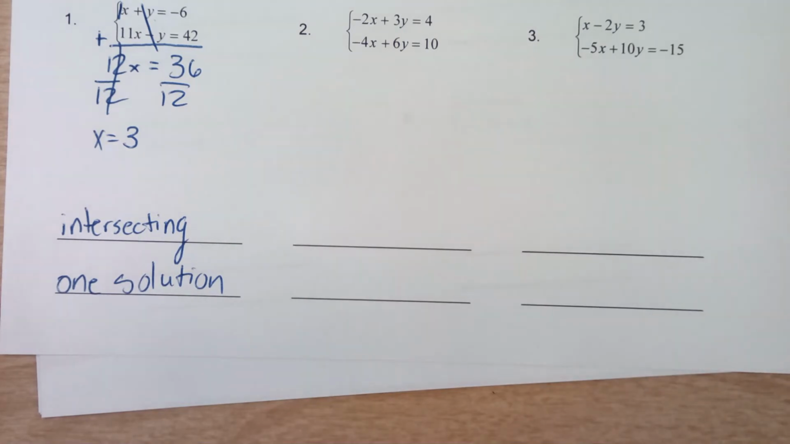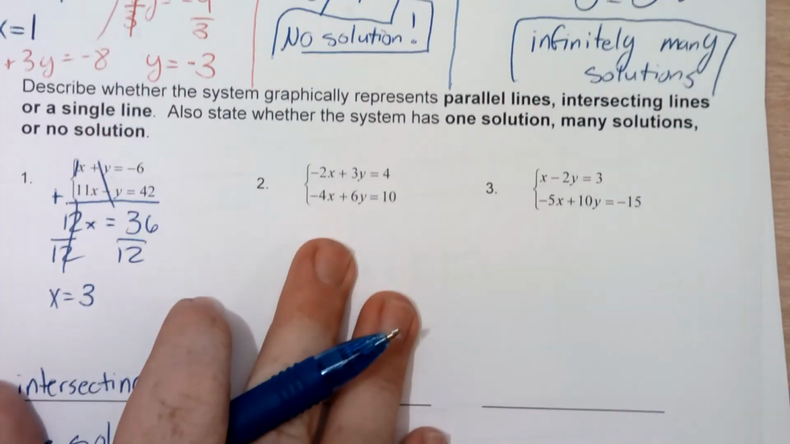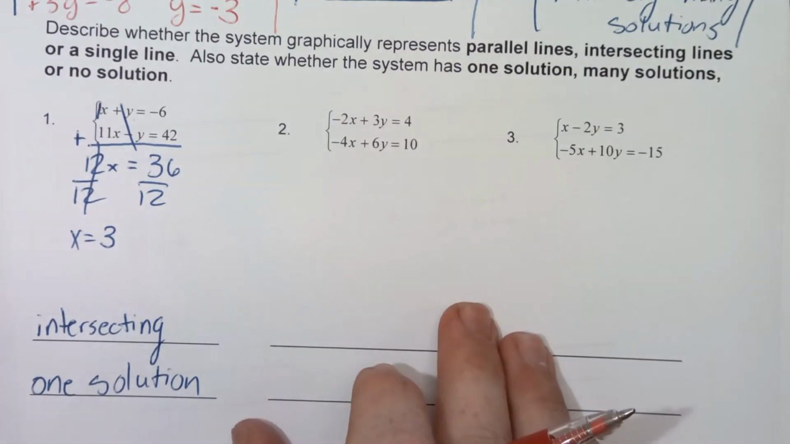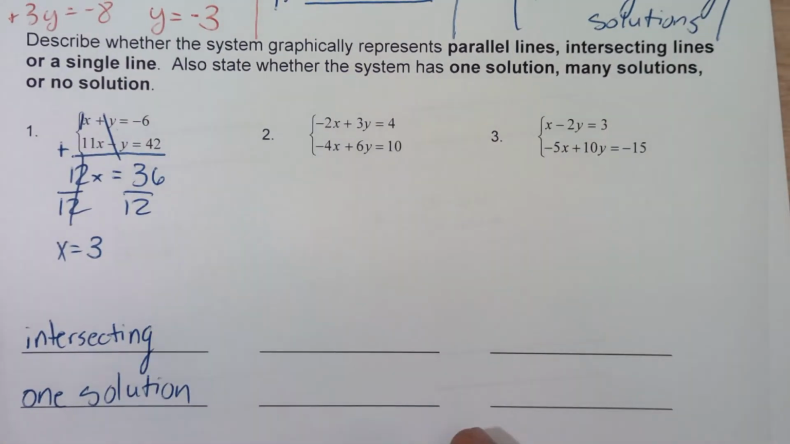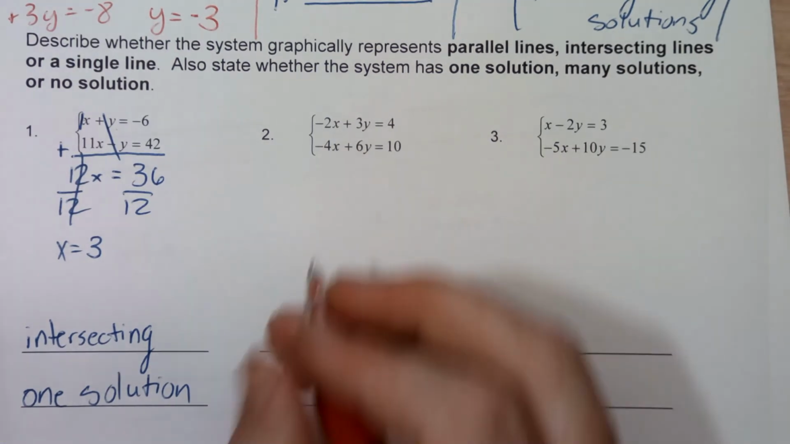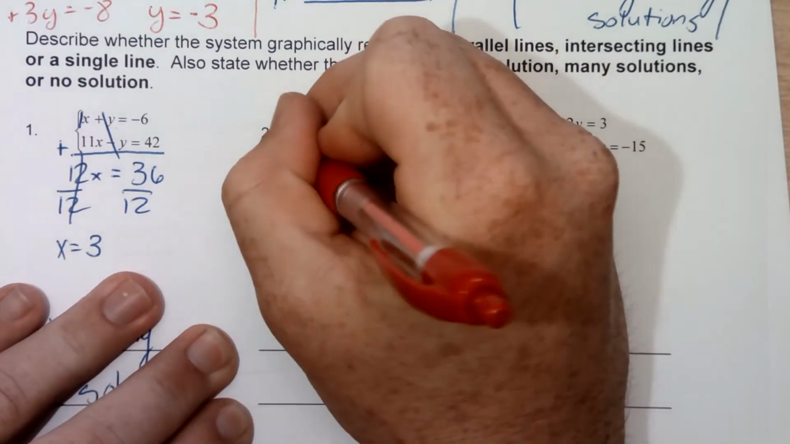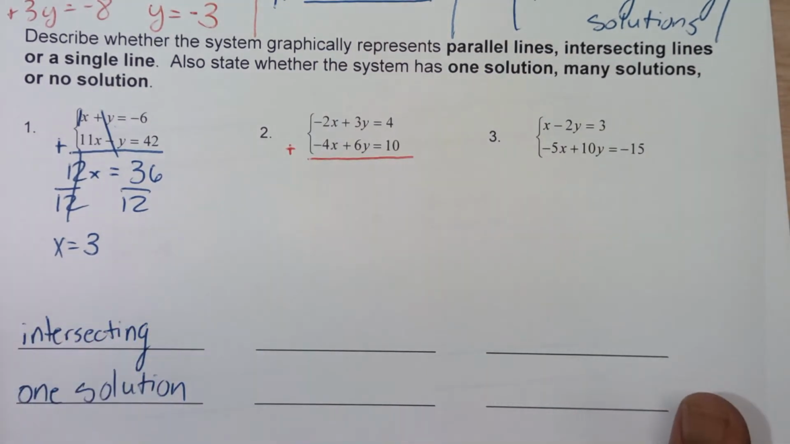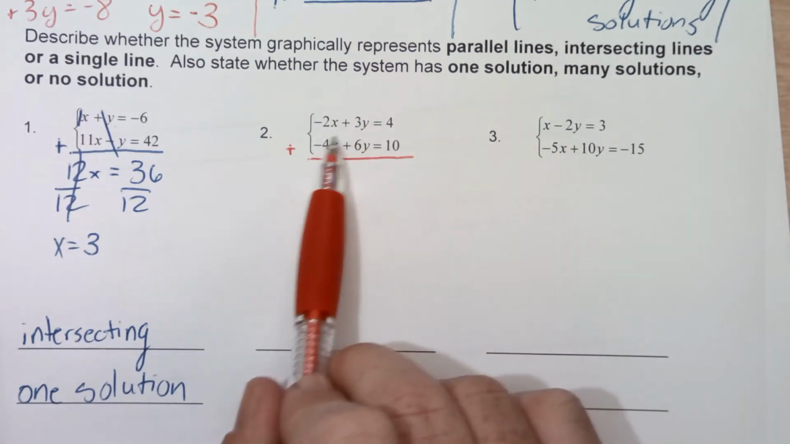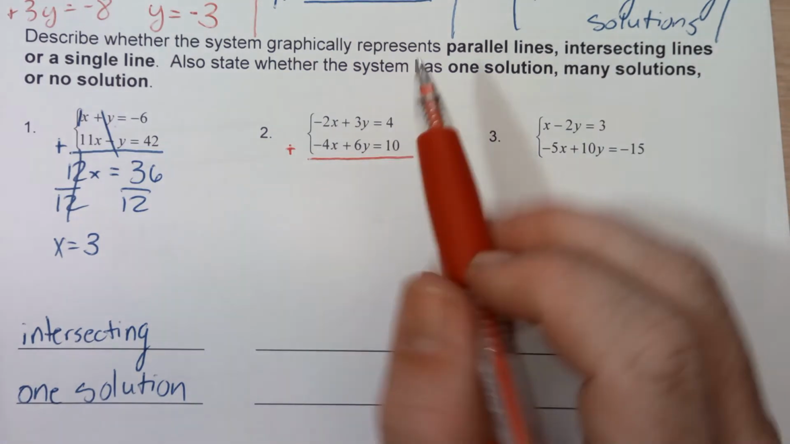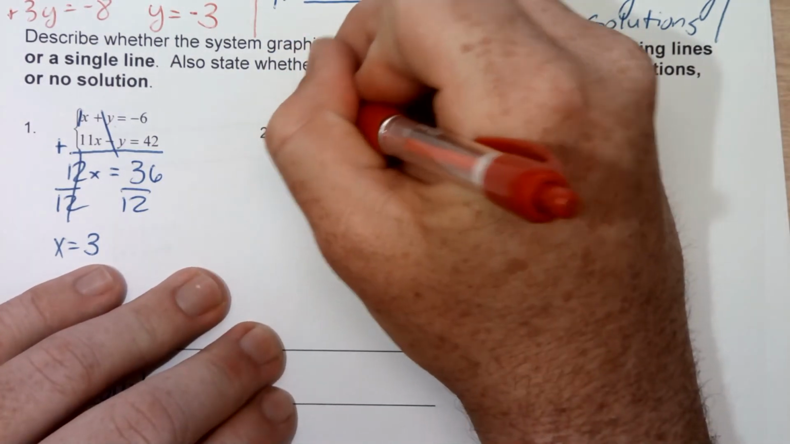Okay, now let's take a look at number 2. Number 2 I'll do in red. All right, so number 2, we have negative 2x plus 3y over negative 4x plus 6y equals 10. So if we tried to add these together, we would not have opposites, right? So we need to figure out a way to make opposites. And I know that if I multiply this equation by 2, that'll get me here, right? But I know I need to do it by a negative 2 in order to make opposites. So I'm going to multiply everything by negative 2.